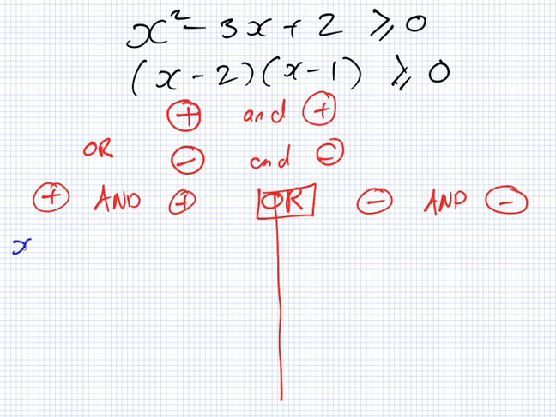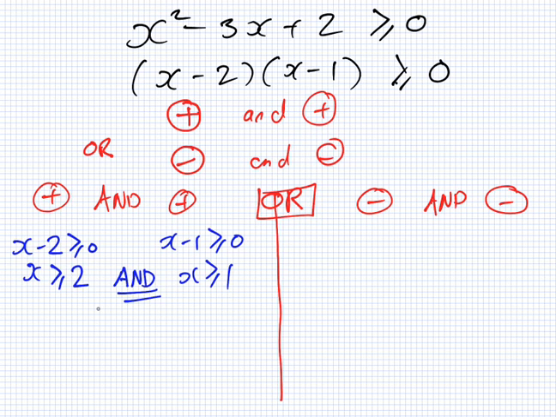For both to be positive, I need x minus 2 to be positive and x minus 1 to be positive. That means I need x to be bigger than 2 and I need x to be bigger than 1. Now, I am reminding you the importance of the word and here. And here is telling me I need both to be true. I must have x bigger than 2 and I must have x bigger than 1. There's only one way both of those can be true at the same time, and that is if x is bigger than 2. It's the only way both can be true, and I'll show you on the number line.